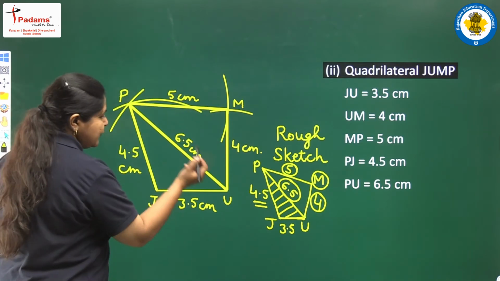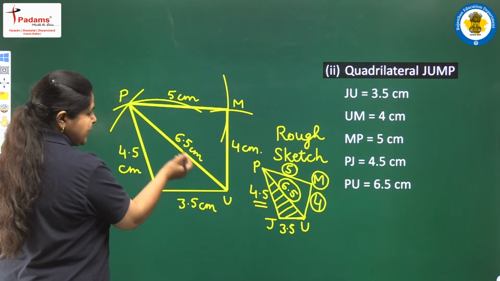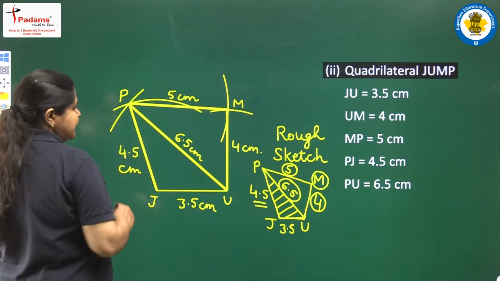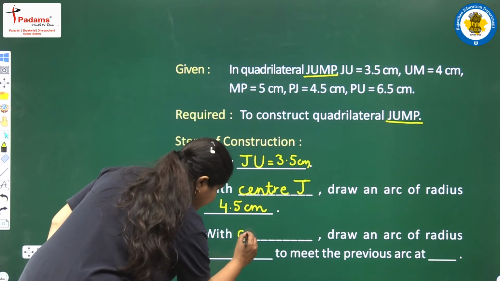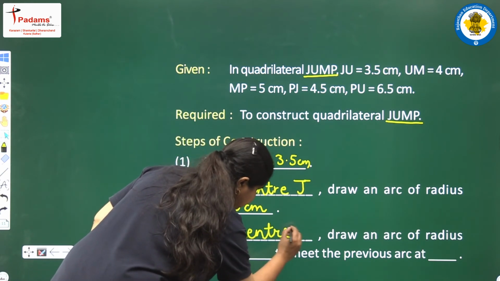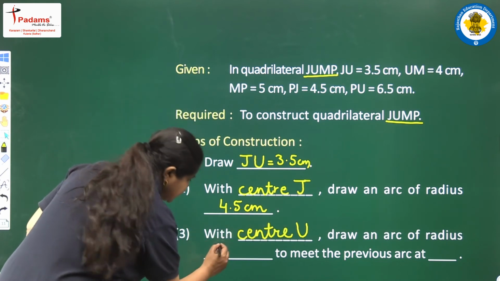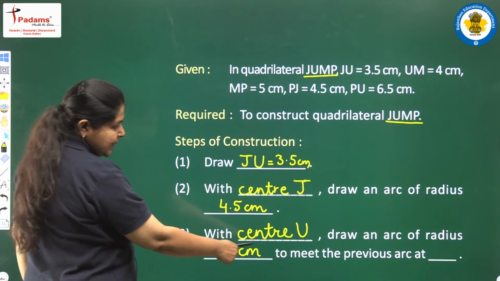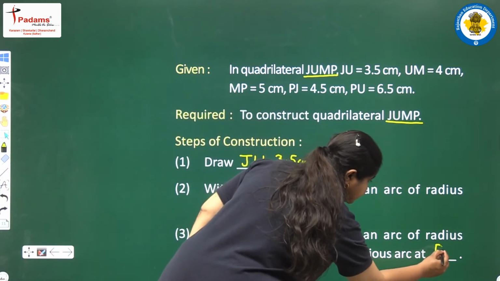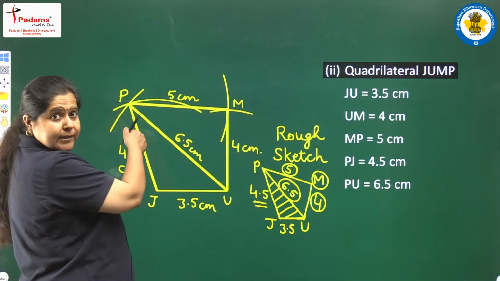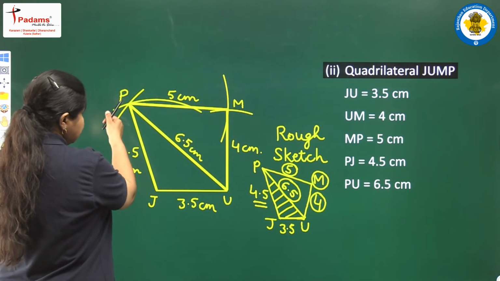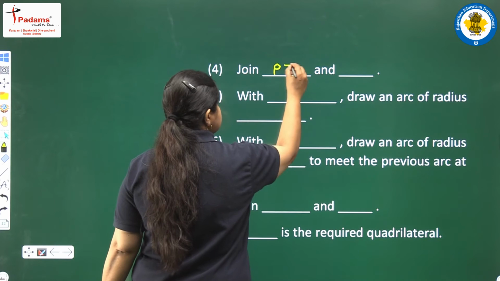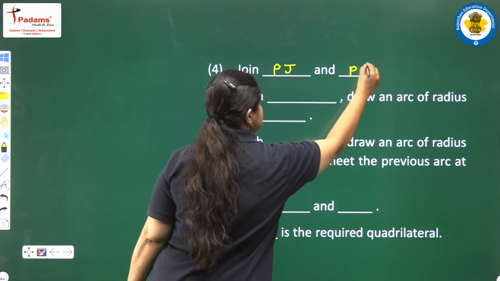Then what next? With center U and radius 6.5 centimeters, draw another arc to cut the previous arc at point P. So, we write it here with center U and radius 6.5 centimeters. Draw another arc to meet the previous arc at point P. You saw it at point P. Then next we joined PU and PJ. So, we will write it here, join PJ and PU.